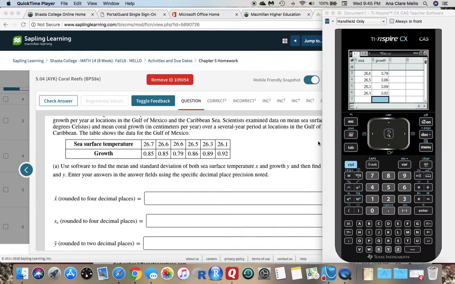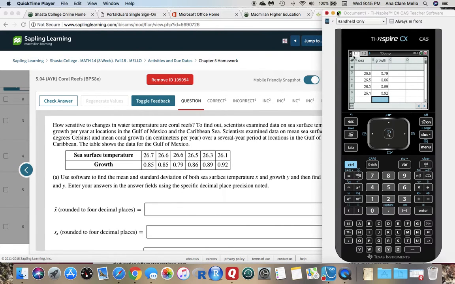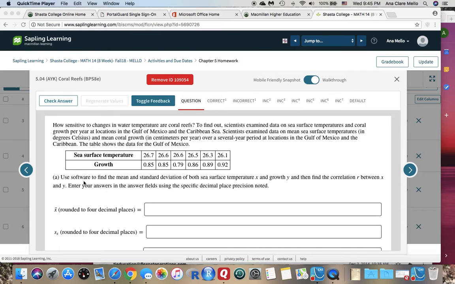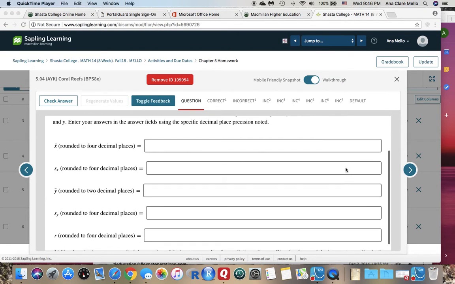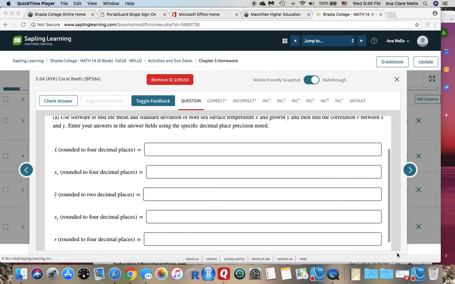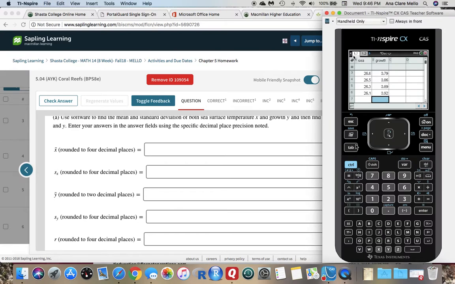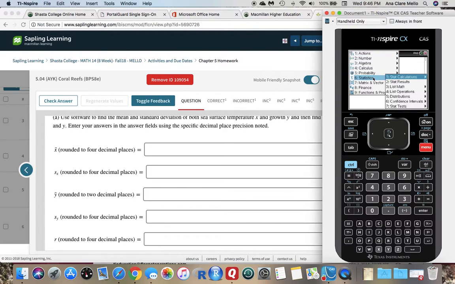The first thing that I look at is the problem asked me to use software to find the mean and standard deviation of both the temperature and the growth. So I need the mean of x and y, and I need the standard deviation of x and y. So instead of using one var stats, I'm going to use two var stats. And then it wants us to find the correlation between that. So in my calculator, I'm going to go ahead and run my one var stat or two var stats.